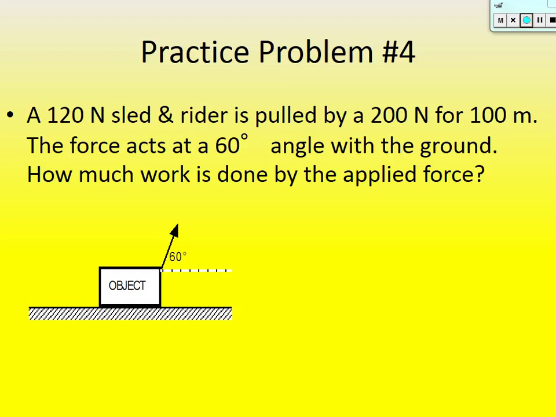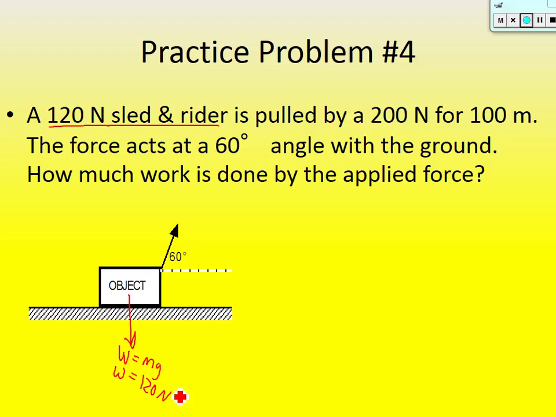Okay, now this one already has a picture for us. So let's just go through and label this picture with all of the variables that it gave us. First of all, 120 Newton sled and rider. That's a force. And what they're telling us here is that's the weight. So if we calculated the weight here, which is equal to mg, that weight would be 120 newtons. Okay, I'm not sure if I'm going to use that, but anyway, that's what 120 Newton sled and rider means.